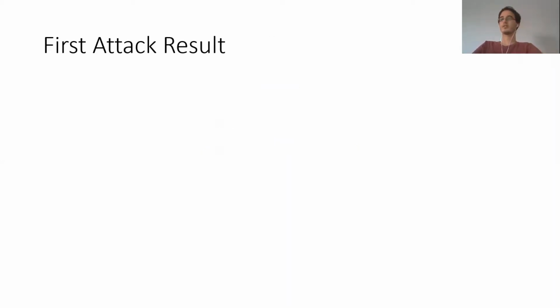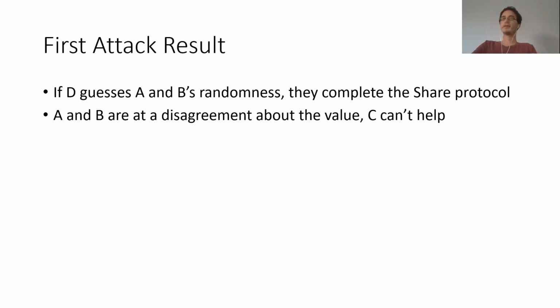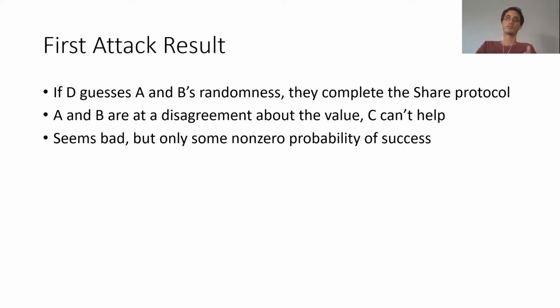Now, if we summarize the implications of the first attack, first of all, we found out that if D guesses A and B's randomness, then they will complete the share protocol. Now, when that happens, A and B are at a disagreement about the output value, and C can't help. It didn't receive any messages from the dealer. Now, this might seem bad, but this only has some non-zero probability of success. If we recall, D needs to guess A and B's randomness, and that might happen with a tiny probability, and certainly not with a 1/2 plus epsilon probability. Now, the second attack will take this attack and boost its probability of success to be 1.